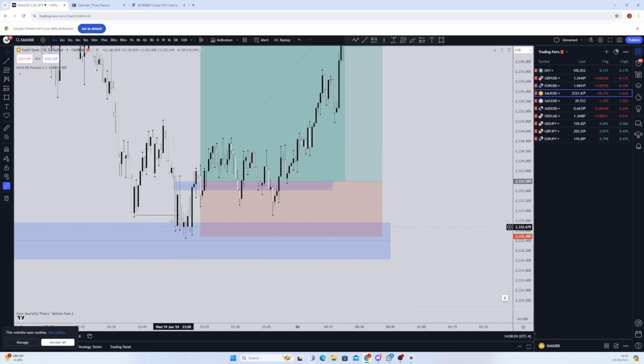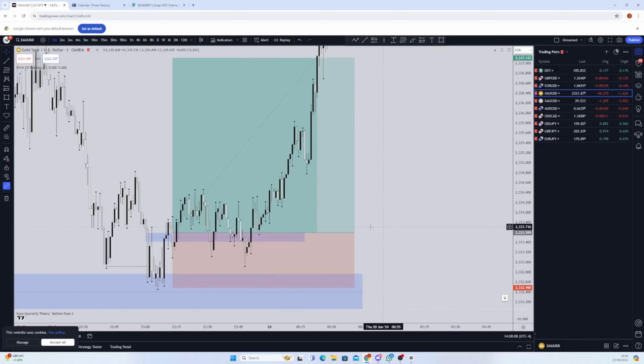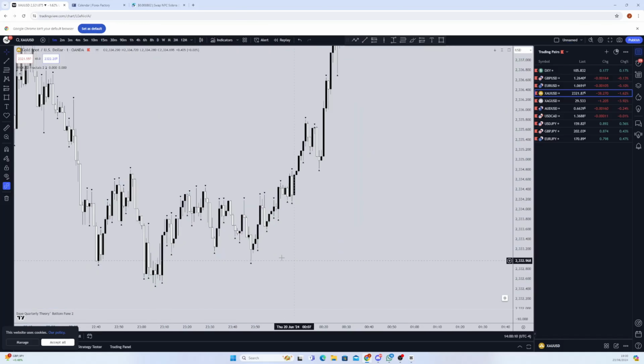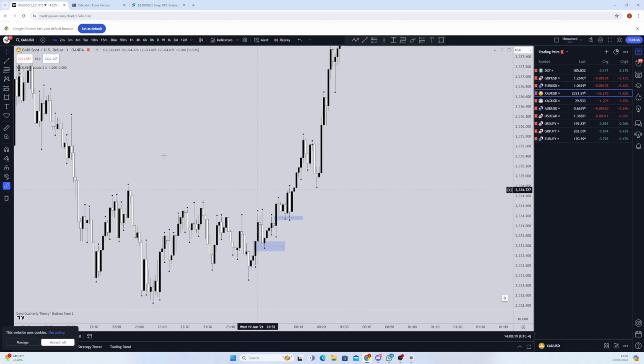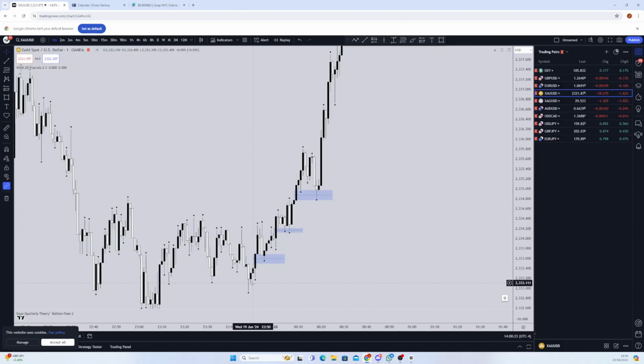But rather than entering here, you wait for the reaction of this inversion fair value gap, and then as you can see, as price started to move up, we would just very nicely fill in fair value gaps. You can say that's random, but if a candle had closed below, and as you see, there's one here.